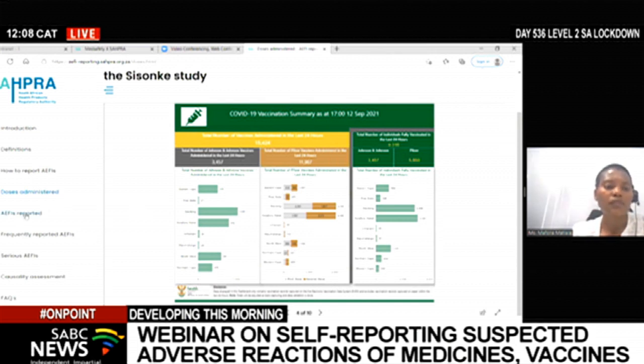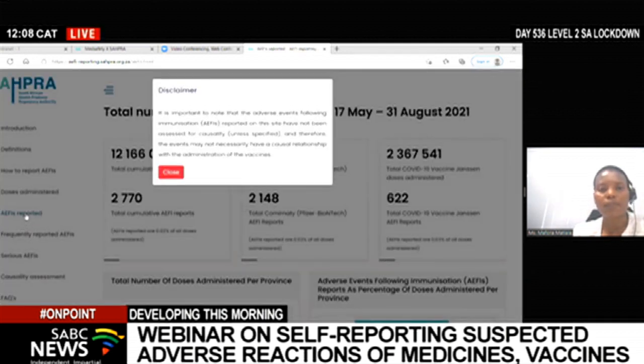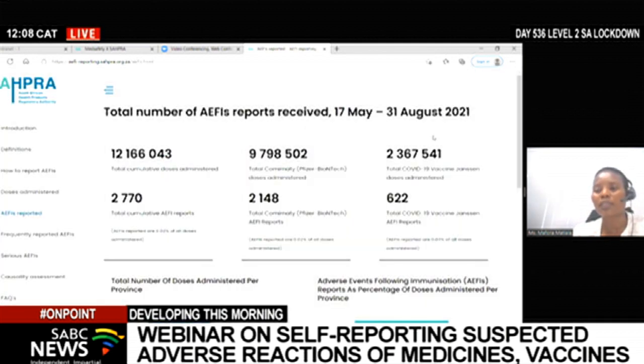Then we've got the adverse events following immunizations that have been reported so far. On this page, as Prof has highlighted, this is updated every Friday based on the information that we have, and it's about one week behind. We're covering from the 17th of May, when the national rollout started, up until the 31st of August. It indicates how many doses were administered by the 31st of August, how many adverse events were reported in the system, and what is the total percentage of adverse events following immunization for all the doses administered by that date.